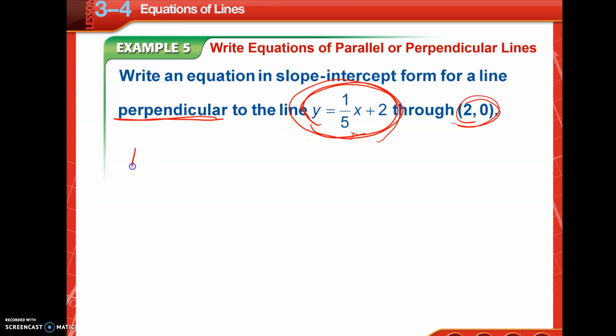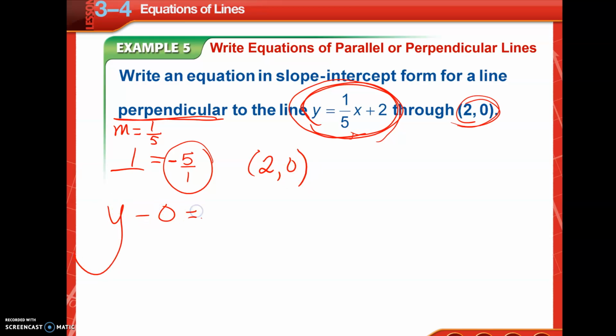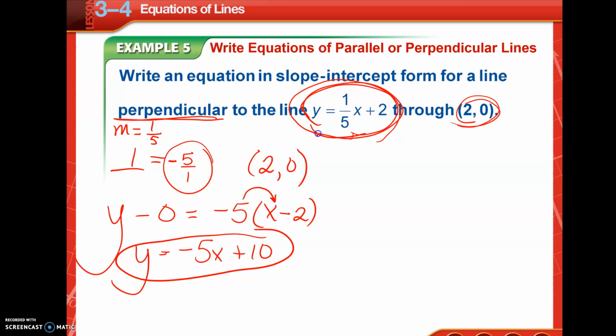So this is the slope of the line that they have. Their slope is 1/5. I want a perpendicular slope, so remember we flip this and we change its sign, so it'd be negative 5 over 1. So now I have a slope and a point, and we can do our point slope. So y minus 0 equals my slope, negative 5, times x minus 2, getting used to this, hopefully. y equals negative 5 times x, negative 5x, negative 5 times 2, positive 10. So there's my line that's perpendicular to this line and goes through that point.